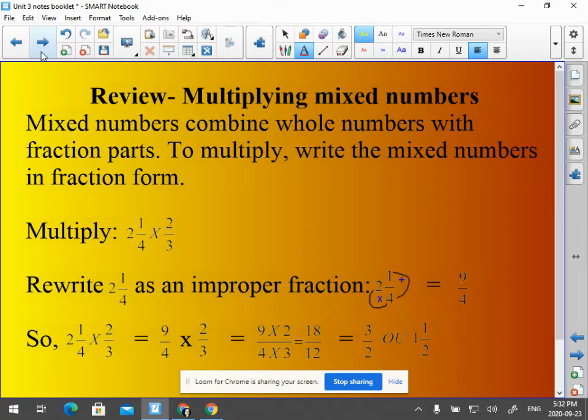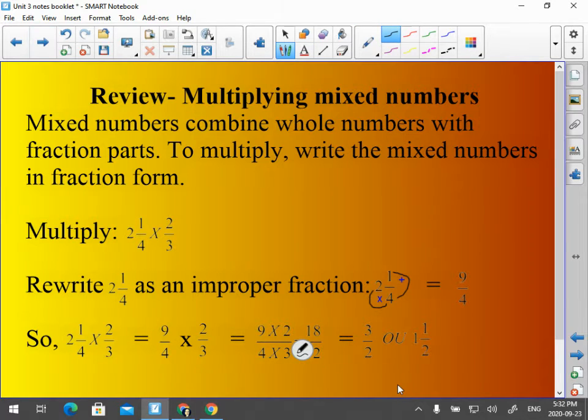Once we have done all of those steps, we put it back into the equation, 9 over 4 times 2 out of 3, and it is still numerator times numerator, so 9 times 2, which is 18, and denominator times denominator, 4 times 3, which is 12. Once again, we always need to be simplifying our fractions. I can say that a common factor of 18 and 12 is 6, because 6 is a factor of both. So I'm going to divide by 6, and that gives me 3 out of 2.